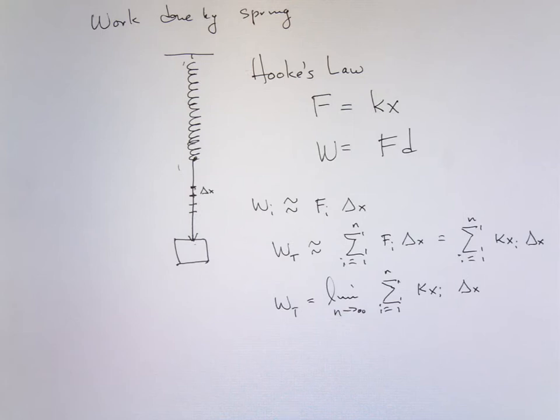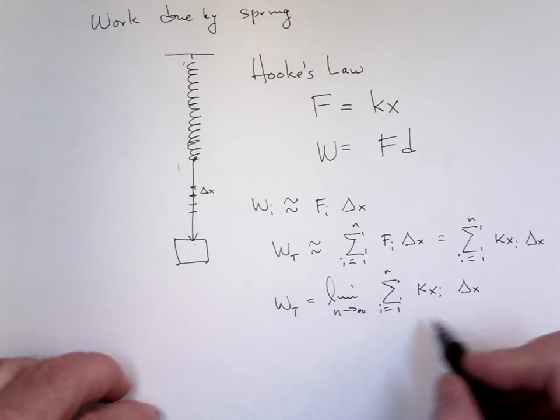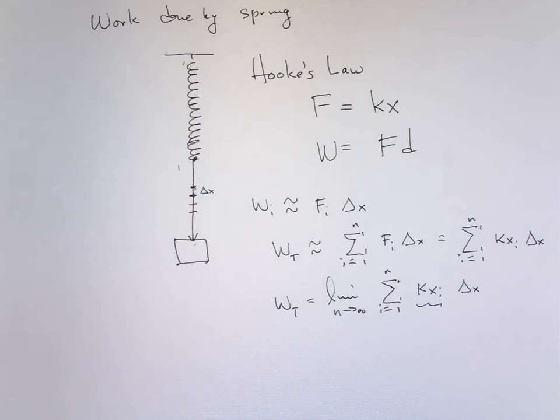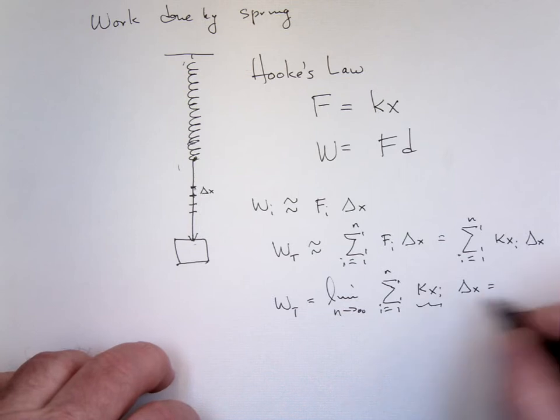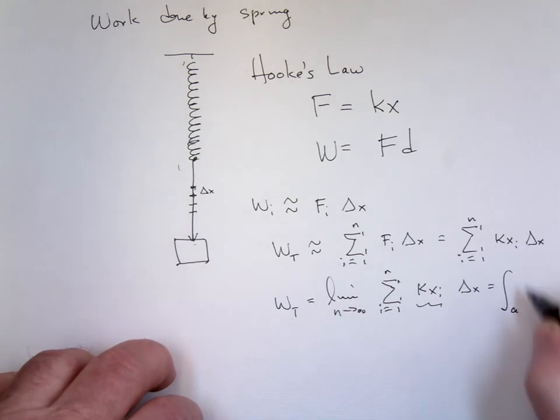We got a real simple one too, because we have k times x. That's a function of x. It's just some constant times x times a delta x. It's a Riemann sum. How do you evaluate it? With an integral. That's the work done by that spring as it moves through that distance.